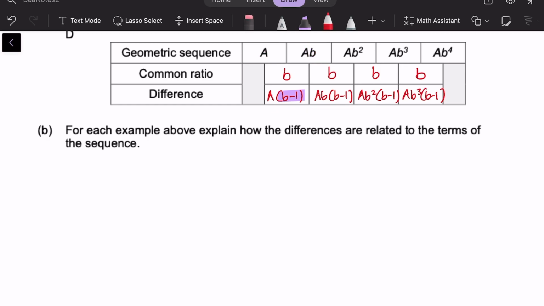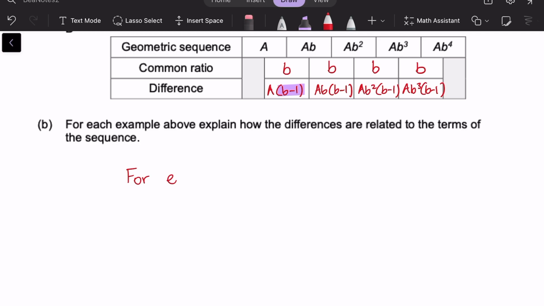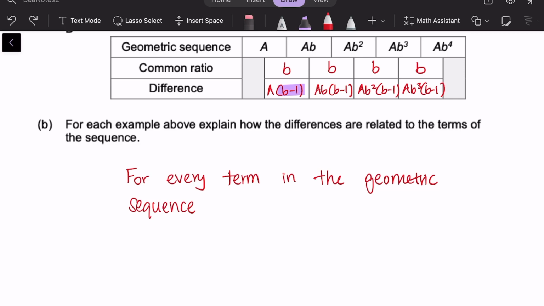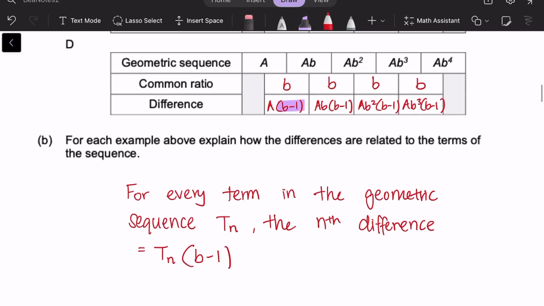So the question is really asking, how do we explain this in mathematical terms, right? So we're going to say, for every term in the geometric sequence, let's call this term Tn for now. Then the nth difference will equal Tn times B minus 1. For example, the first term, which is A, would mean that the corresponding first term in the differences sequence would be the same thing but multiplied by B minus 1. And our explanation has generalized it for all n.